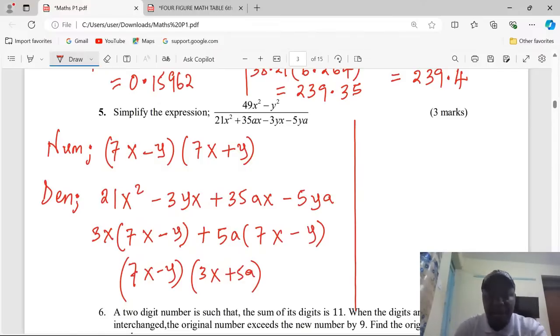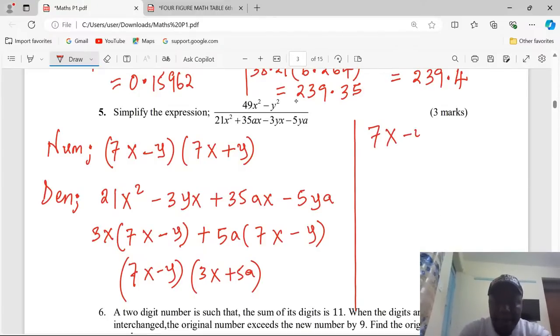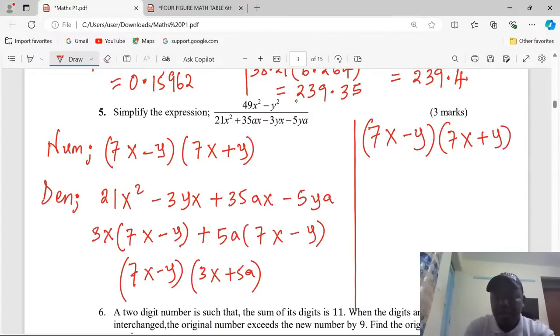So now the numerator is 7x minus y, then we have a 7x plus y. This one is now being divided by 7x minus y.